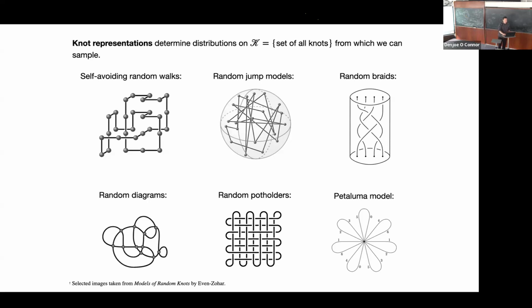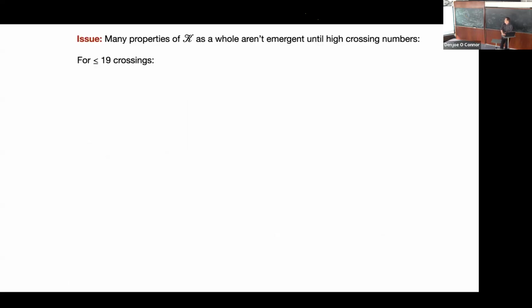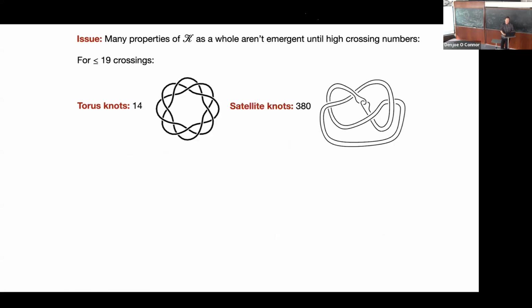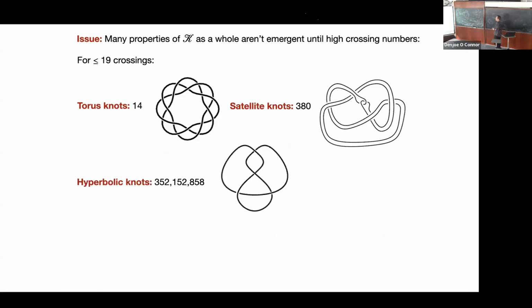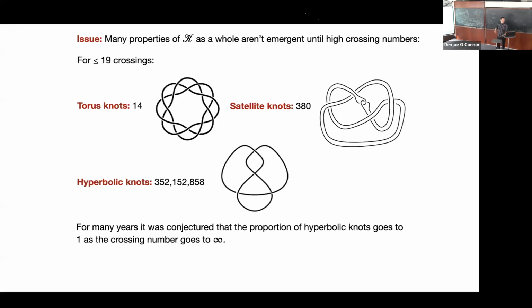For example, if you look at knots up to 19 crossings, knots break up into three families. There are torus knots, which are knots that can be drawn completely on a torus inside R3, and a knotted torus. There are satellite knots, which are knots that live inside of a potentially knotted torus. And then there are hyperbolic knots. Thurston proved that every knot is of exactly one of these three types. For knots up to 19 crossings, there are 14 torus knots, 380 satellite knots, and over 352 million hyperbolic knots. When I was in grad school, it was common knowledge that hyperbolic knots were the dominant ones, and that torus knots and satellite knots were special knots that don't show up so much.